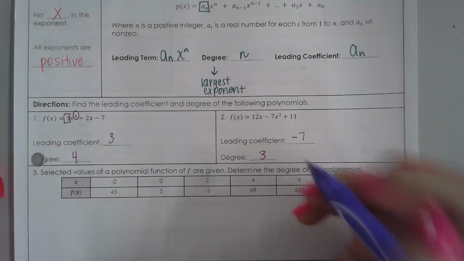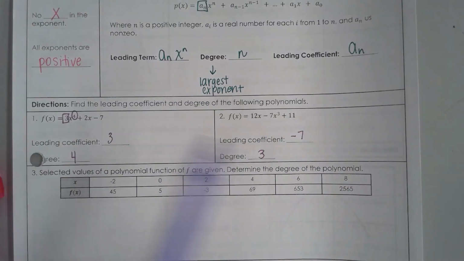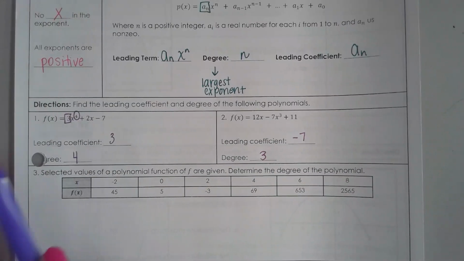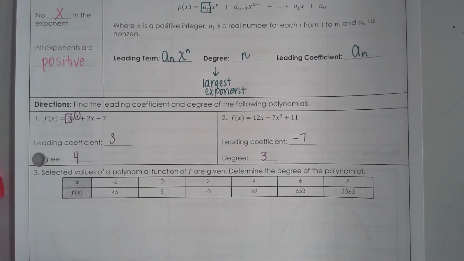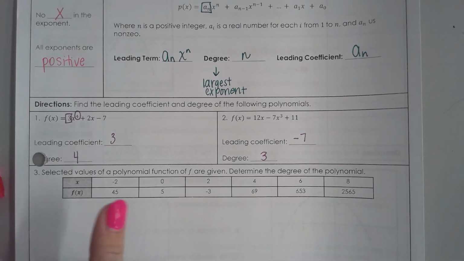So this is a cubic. This one is a quartic. What about the degree of 5? Quintic. A degree of 2 is a quadratic.